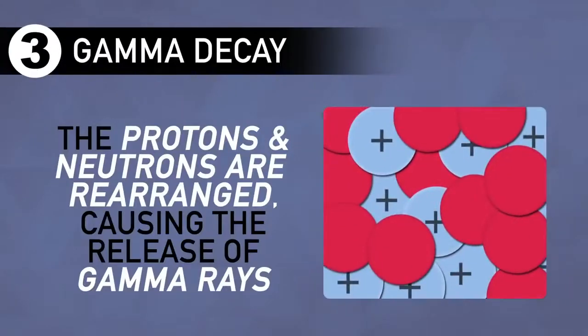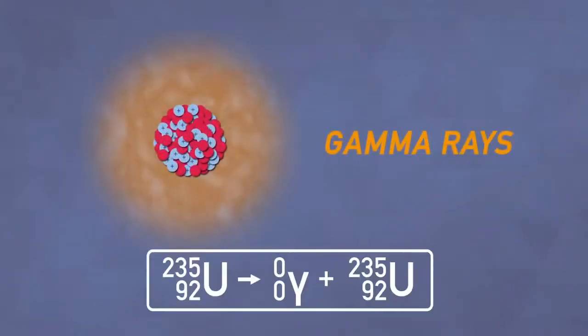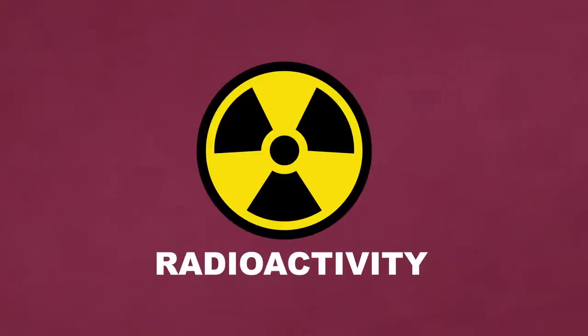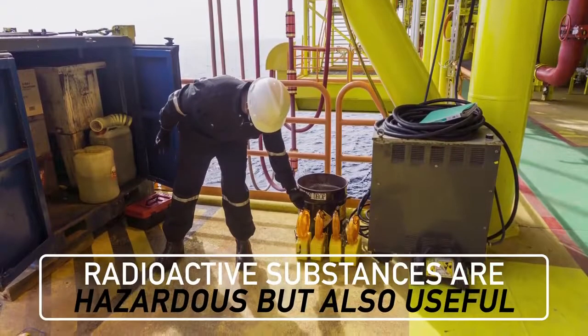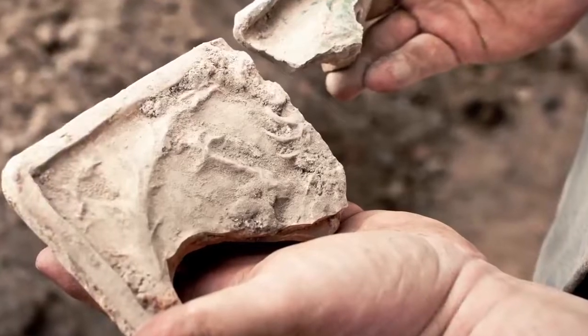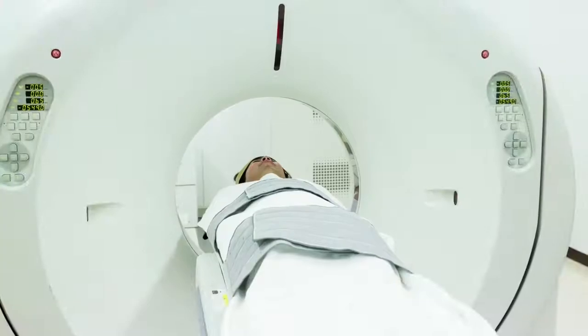Gamma decay is when protons and neutrons in the nucleus are rearranged to reduce the energy of an unstable atom. These rearrangements come with the release of energy in the form of gamma rays. This time, since the number of protons in the nucleus stays the same, no new element is formed. These spontaneous changes in nuclei are known as radioactivity. While radioactive substances can be hazardous, in some cases they can also be incredibly useful. They give us an accurate way to tell how old things are, they can be used to detect leaks in pipes, or even see where certain medicines go in your body.